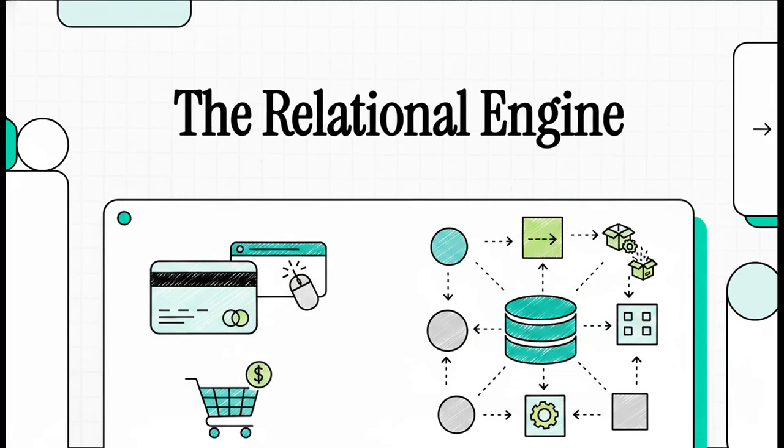Every time you swipe your card, click a link, or buy something online, you're interacting with a database. But honestly, have you ever stopped to wonder how this massive, relentless flood of global data doesn't just collapse into total chaos? Well, in this explainer, we're demystifying the hidden engine powering our digital world, the relational database.